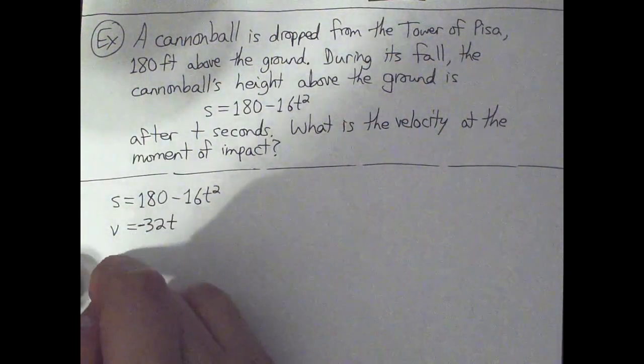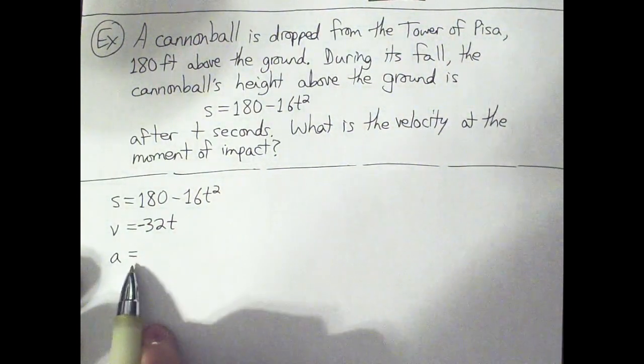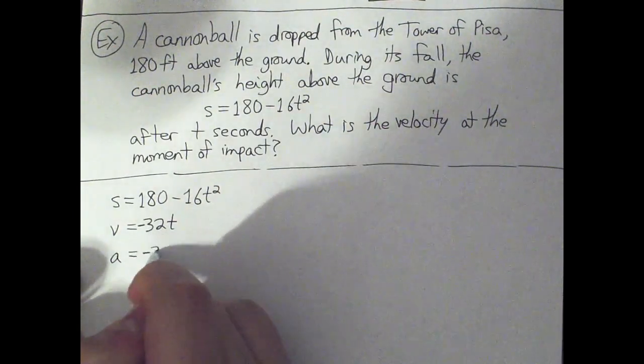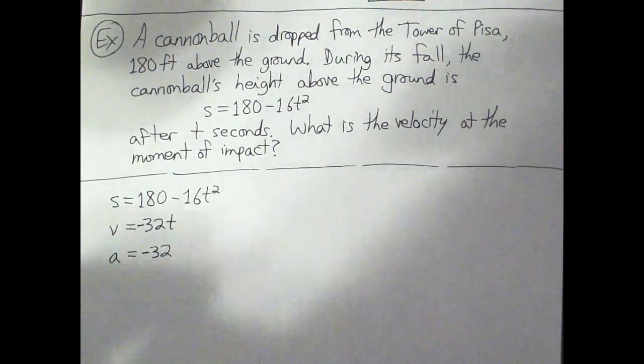And I'm going to go ahead and find the acceleration just in case we need it. The acceleration would be the derivative of v, so negative 32. All right, we have all those off to the side. We'll use whichever ones we need.